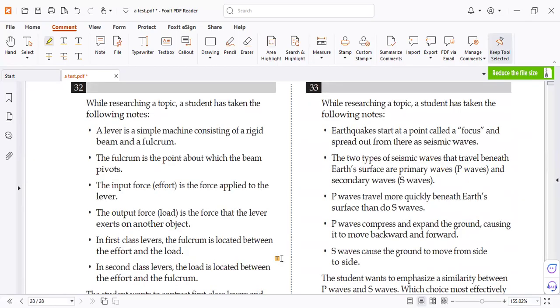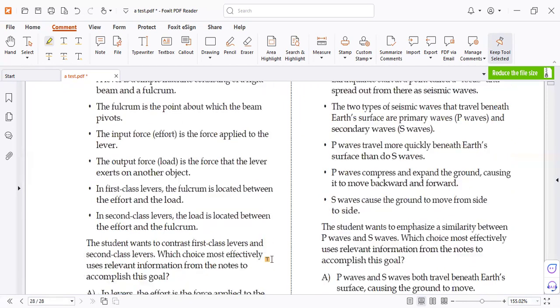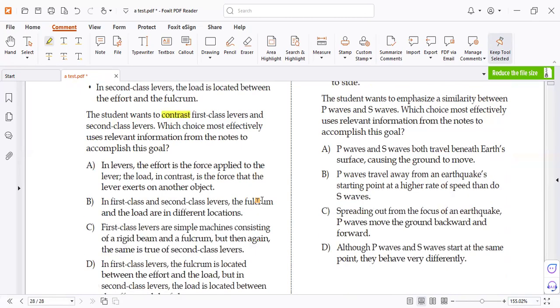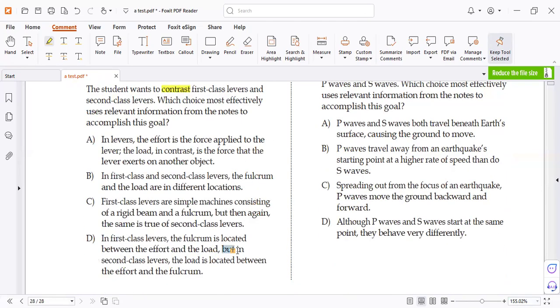Question 31. Okay, 31. I chose B, but I don't know, sir. 32, D or B? B. Wrong. D. It must be D. He said contrast. Look, contrast you must find. For example, but, while, whereas.